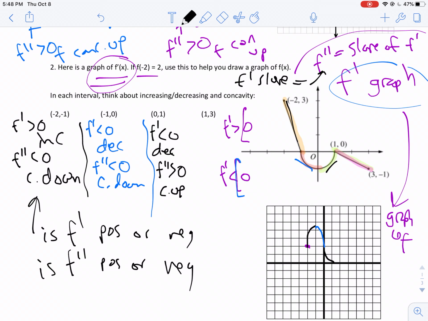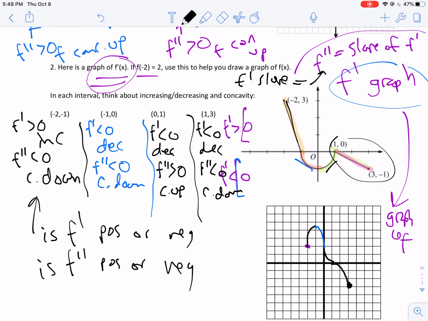Okay, now from 1 to 3, that's the rest of the graph, that's the section right here. From 1 to 3, I'm still under the axis, so I'm going to be decreasing. But now again, I have a negative slope, so I'm going to be concave down. So I'm decreasing and concave down from 1 to 3, so that would look something like that. And again, who knows how far down I'm going. Maybe you went down a little further, maybe a little less far, but that's the general process.